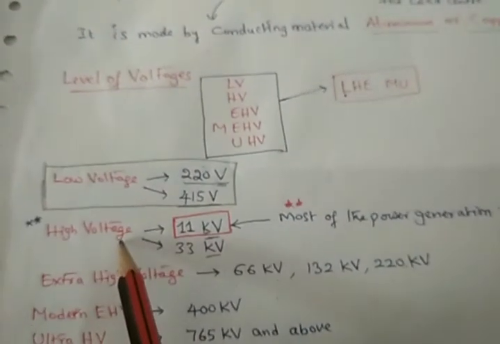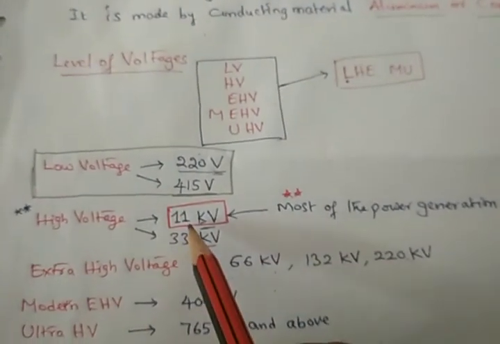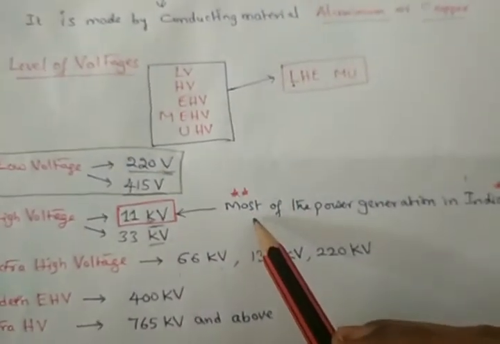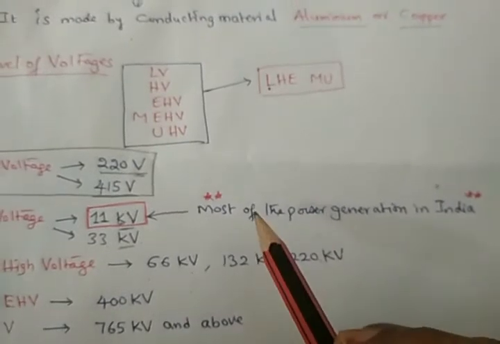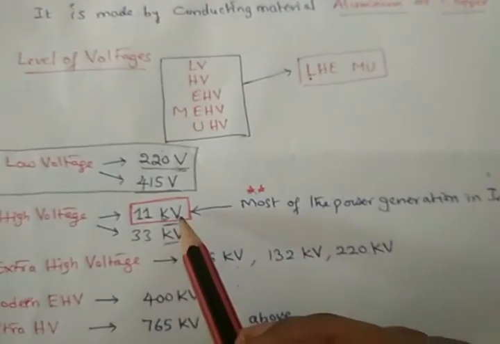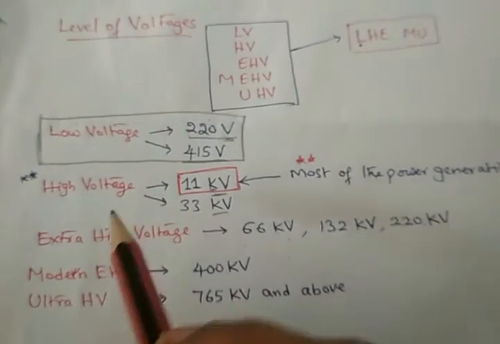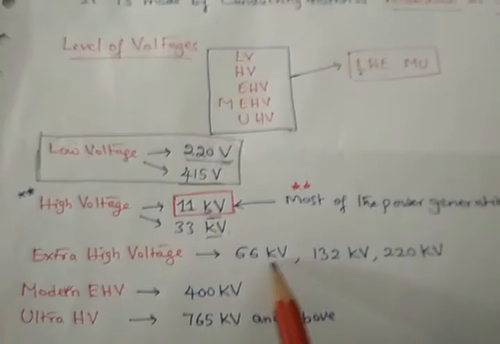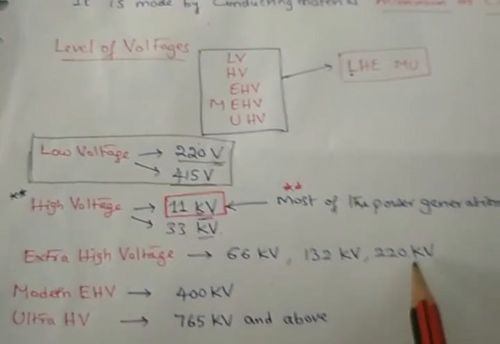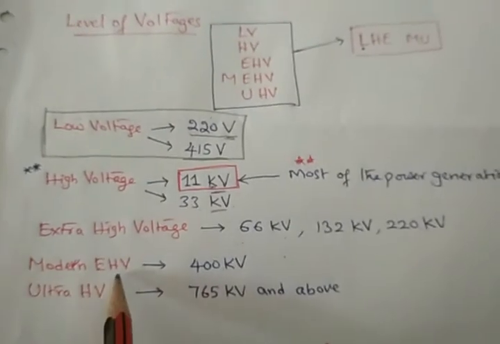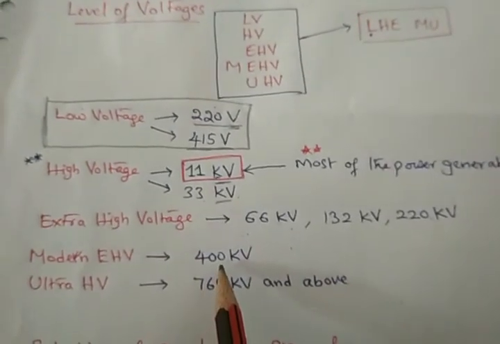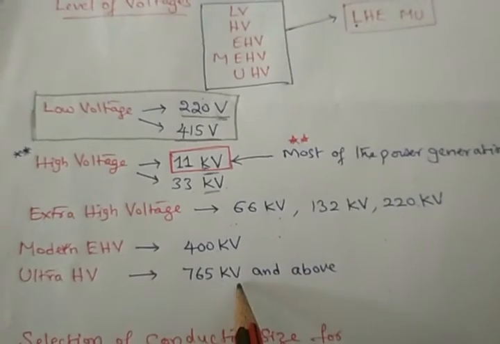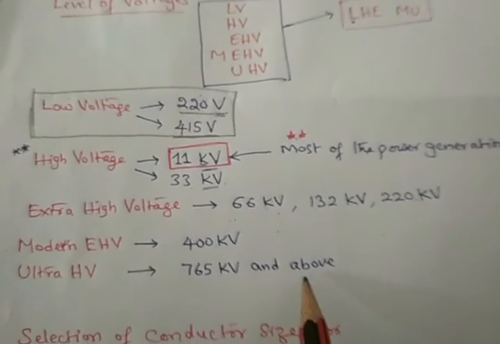Now high voltages will be 11 kV and 33 kV. So here the most important point is that in India most of the power generations will be 11 kV levels only. Now the other voltage levels, extra high voltages 66 kV, 132 kV, 220 kV. Now modern extra high voltages will be 400 kV. Now ultra high voltages will be 765 kV and above these values of voltages.